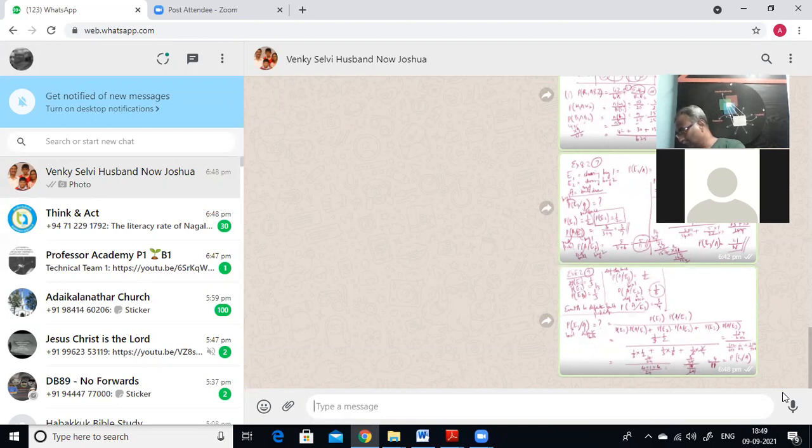Okay. Now let us look at the 12th problem. I think we should do 12th problem. Cards are numbered 1 to 10, are placed in a box, they are mixed up thoroughly, then one card is drawn randomly. Okay, this is also not Bayes' theorem, but let us do it.